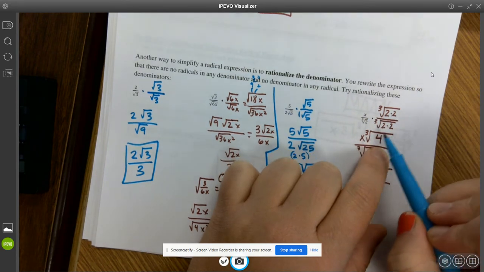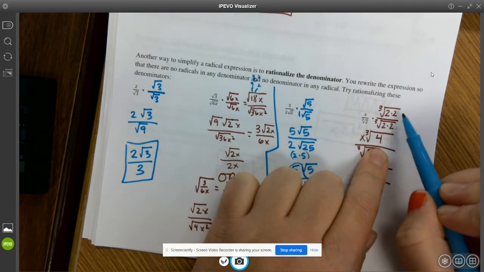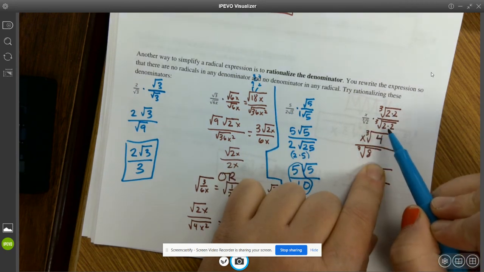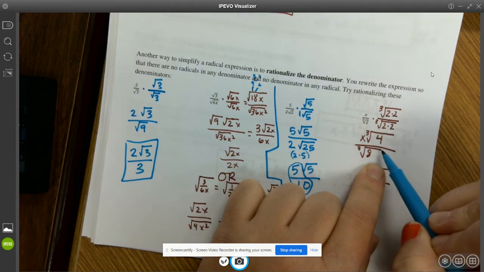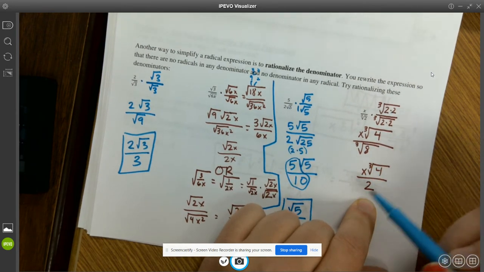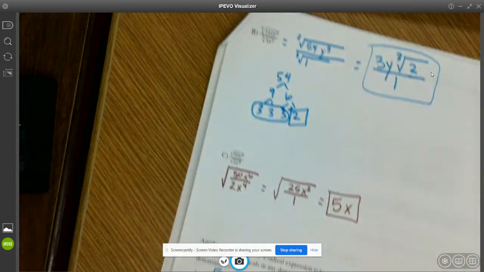So I multiply across, I get x, cubic root of 4 because 2 times 2 is 4. On bottom, I get the cubic root of 2 times 2 times 2 is 8. So if I simplify this, then I have 2. And that's my final answer. Switch. Next.